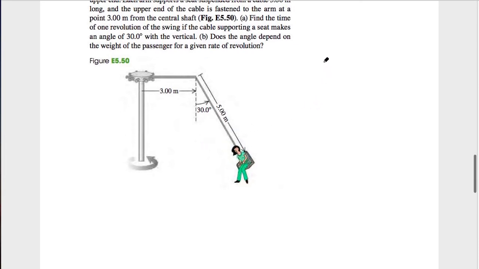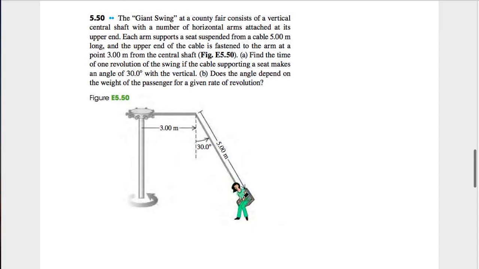So I'm going to start with a free body diagram for this person. So my free body diagram will look something like this. Force of gravity going down, and then a tension, even though it's in a rod, up and to the left, and that's it. So this angle right here has to be 30 degrees.